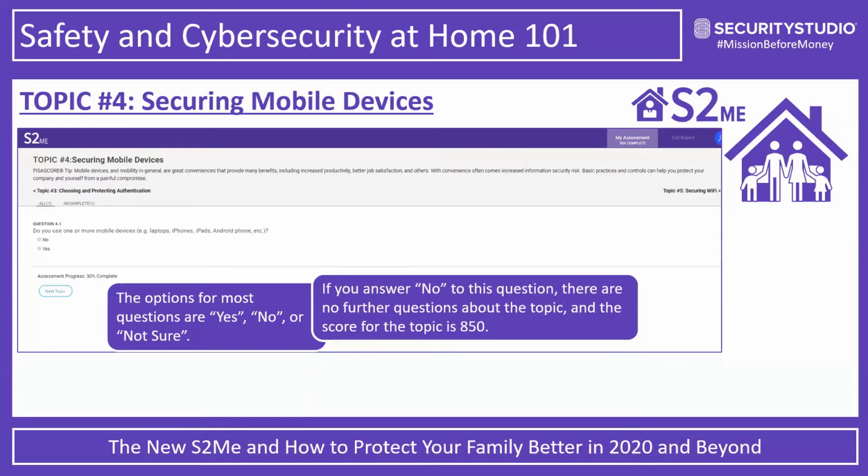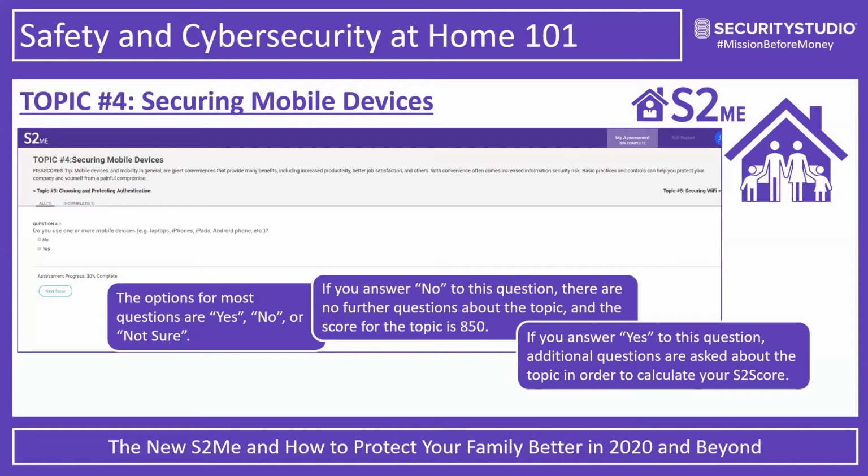All right, so if you answer no to this question, you'll get an 850 for this topic and you'll just move on to topic 4 or topic 5. In most cases, you're gonna be answering yes, so that we can calculate what your S2 score is.